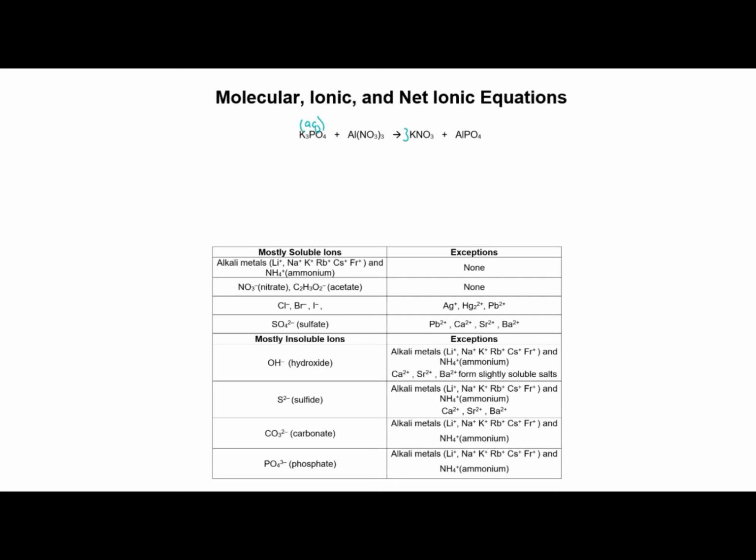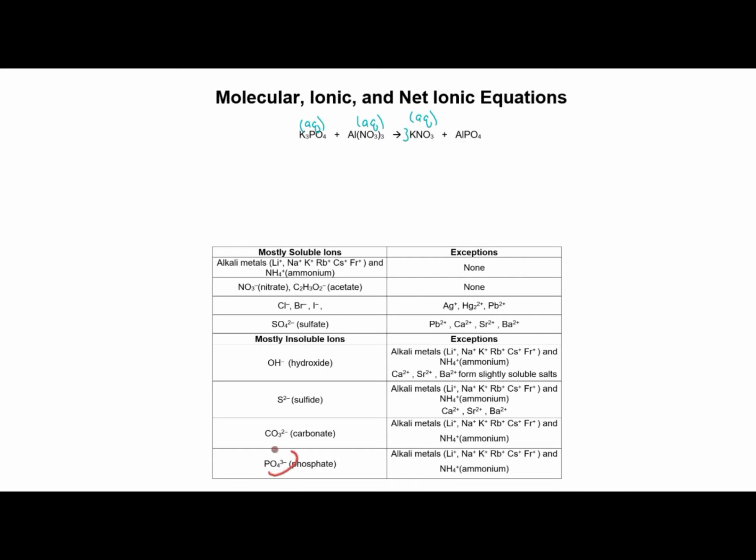Now let's look at aluminum nitrate. I have a rule for nitrate salts. They're mostly soluble and I have no exceptions. Therefore, aluminum nitrate, also a soluble salt. Now for potassium nitrate, it is not only an alkali metal, but also a nitrate, no exceptions. Definitely going to be a soluble salt. So AQ here.